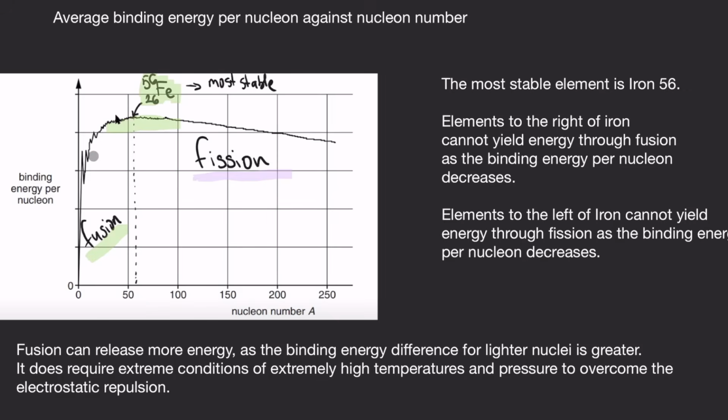Notice how this gradient, this relative gradient of the tangent at each point, fusion releases more energy as the binding energy mass difference for lighter nuclei is much greater. It does require extreme conditions though. You need to overcome the electrostatic repulsion, therefore you need very high temperatures and very high pressure, the exact conditions you will find in the core of a star.